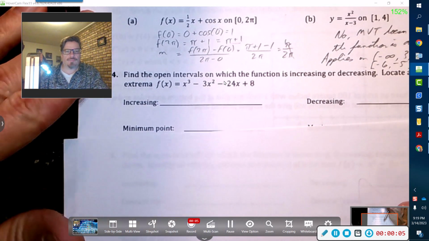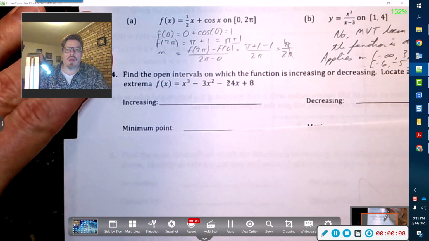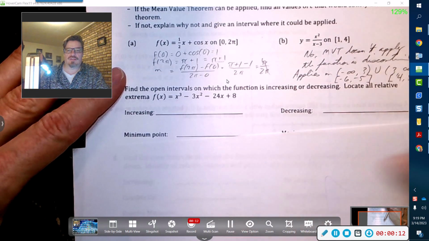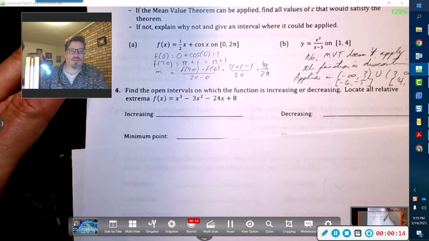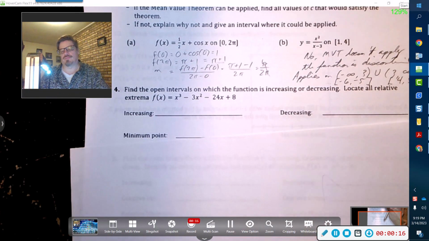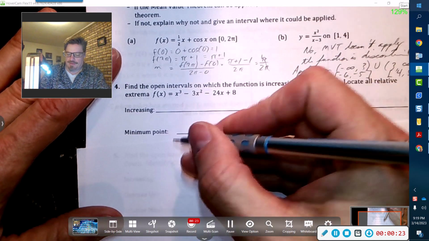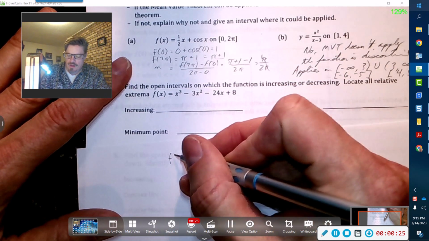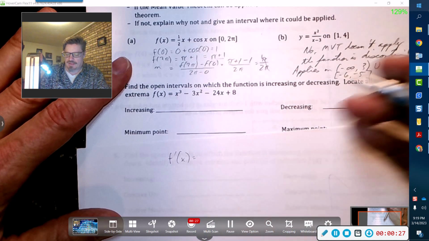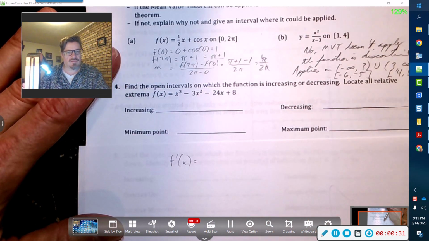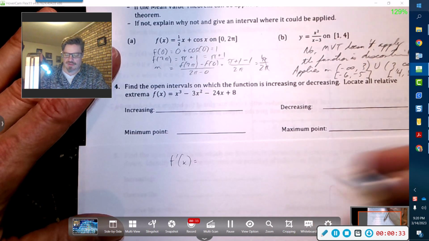Number 4, find the open intervals on which the function is increasing or decreasing, and locate all the relative extrema. Okay, so we've got a cubic, it's a polynomial, nothing weird going on, we just do our normal routine. Let's go straight to the derivative, because those are going to be our critical points, and then we'll see if it's increasing or decreasing. We'll do the candidate chart.